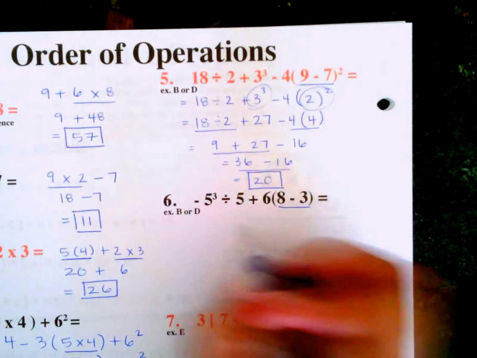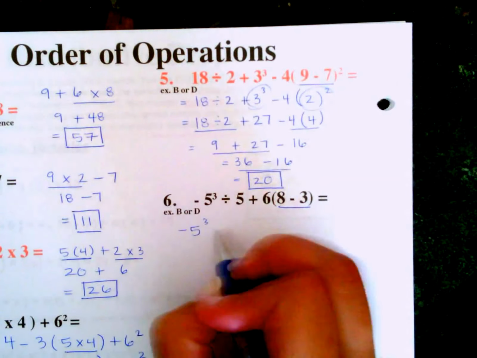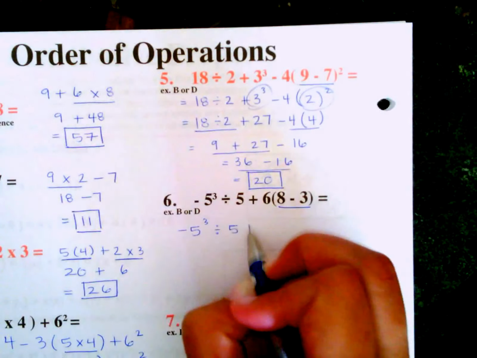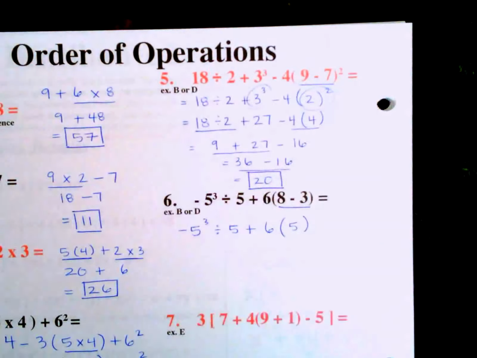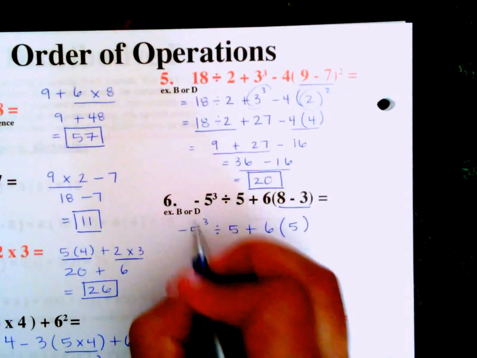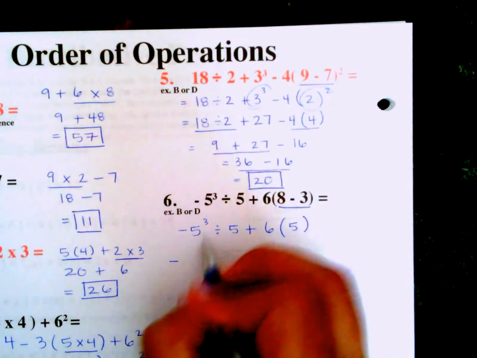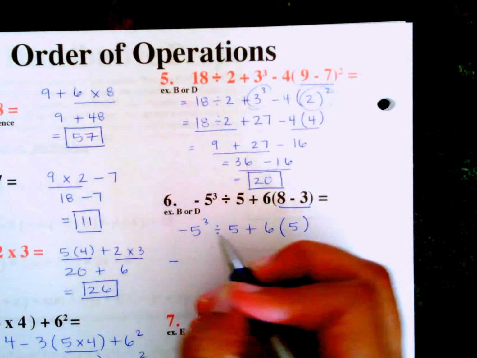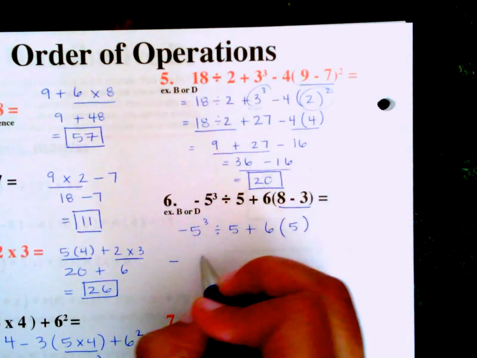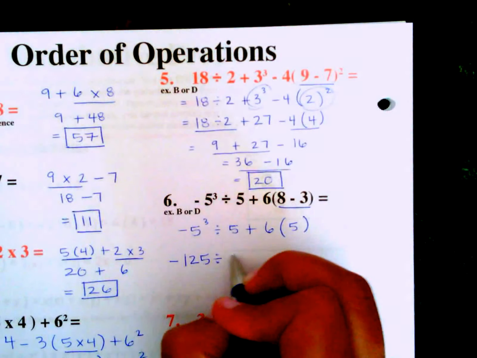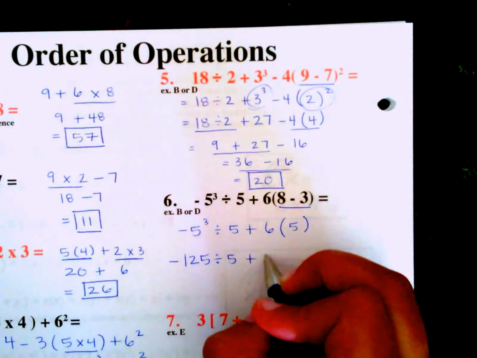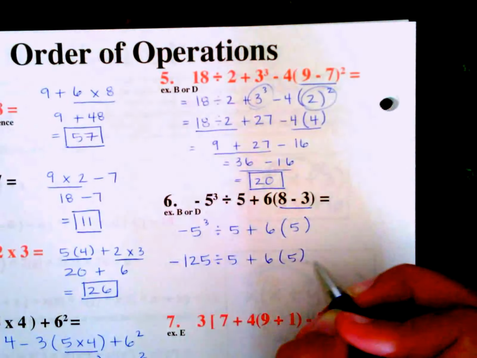Okay, negative 5 cubed divided by (5 plus 6) times (8 minus 3). Parentheses first. So we've got negative 5 cubed divided by 5 plus 6 times, 8 minus 3 is 5. Next is exponents. So because there's no parenthesis here, the negative just hangs out. Now I'm going to say, what's 5 cubed? 5 times 5 is 25. 25 times 5 is 125. Divided by 5 plus 6 times 5.